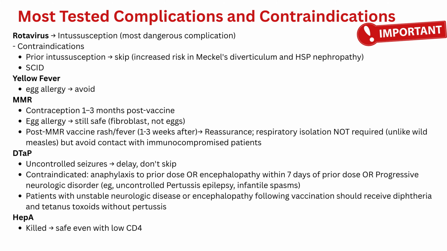Now DTaP. There are 3 true contraindications here. Anaphylaxis to a prior dose, encephalopathy within 7 days of a prior dose, and a progressive neurologic disorder like infantile spasms or uncontrolled epilepsy. One important point: if a child has uncontrolled seizures, you delay the vaccine, you don't permanently skip it. And if someone had encephalopathy or a progressive neurologic disorder after a prior dose, you switch them to just the diphtheria and tetanus components, without the pertussis.